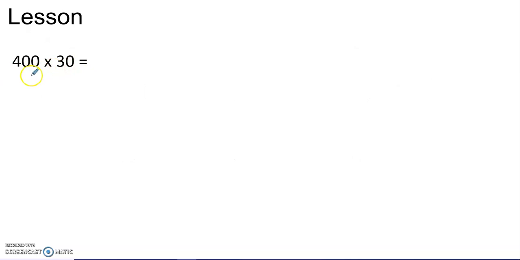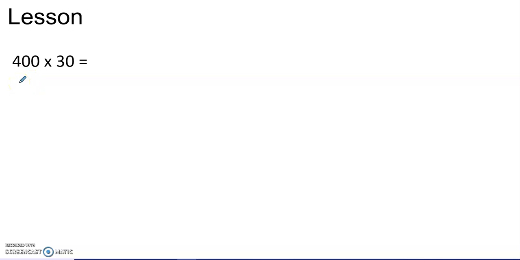So our first problem here says 400 times 30. I know this is an easy one for you guys to be able to do, but we want to always look at easy ones first when we're learning a new skill, so that we can focus exactly on the skill. So if I look at the number 400, I see right away that I have a base 10 number, the 100, that I can pull out of this.